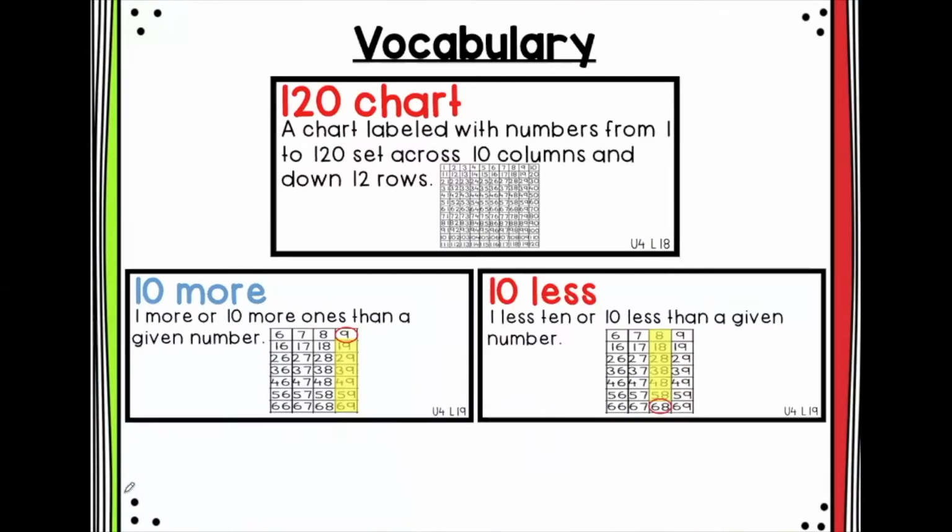Here's some more vocabulary that will help us in our packet today. In this section, you can see there is a 120 chart. This is a chart labeled with numbers starting at 1 to 120, set across 10 columns and down 12 rows. To find 10 more on a 120 chart, you would go down the chart toward the greater numbers. If you want to find 10 less on a 120 chart, you would go up the chart to find the lesser numbers or the smaller numbers.